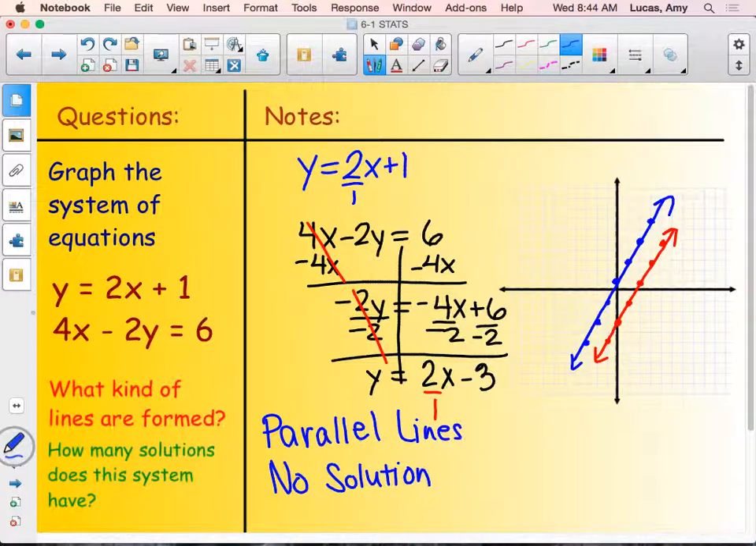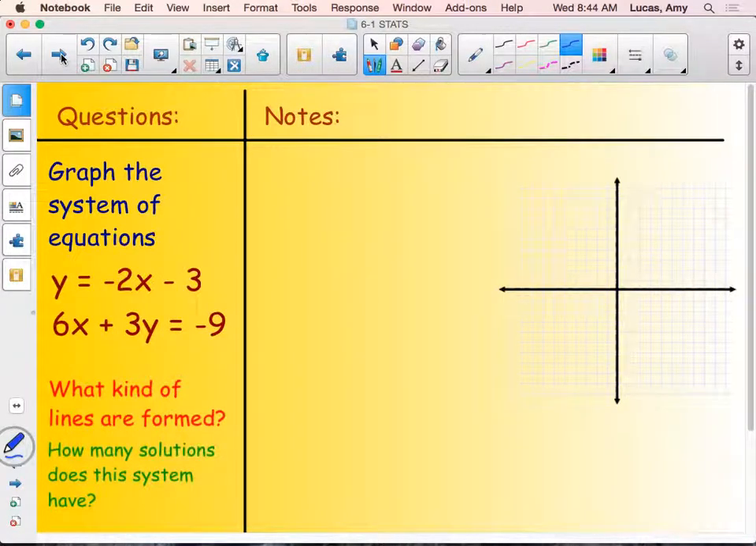Okay, so we've seen two things happen so far. We had a set of intersecting lines with one solution, and then we named the solution. Now we have parallel lines, and they don't cross, so there's no solution. There's one more thing that can happen.